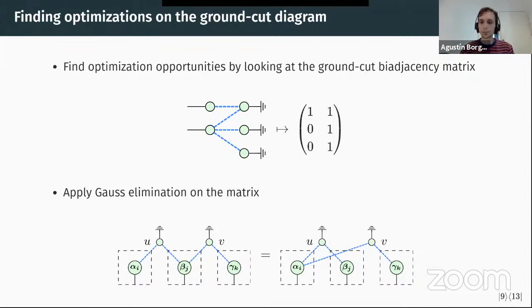Cool. Okay, maybe I'll ask a final one if the answer is relatively quick. So your representation seems to forget what is a quantum wire and what is a classical wire. Do you think that's a bug or a feature?